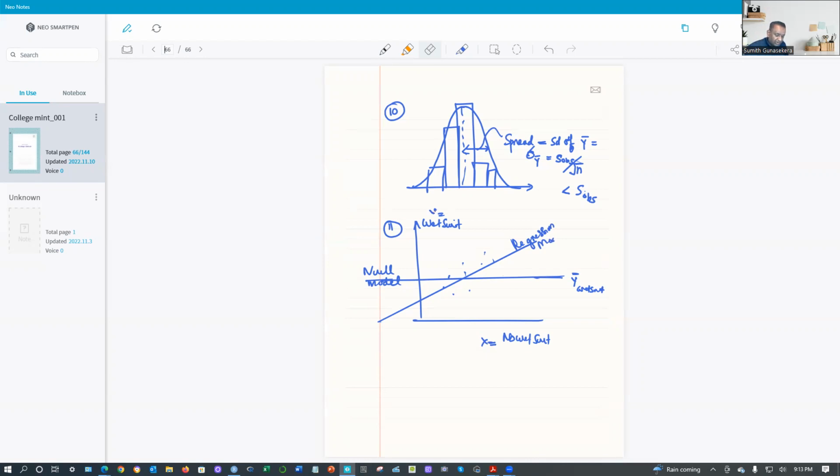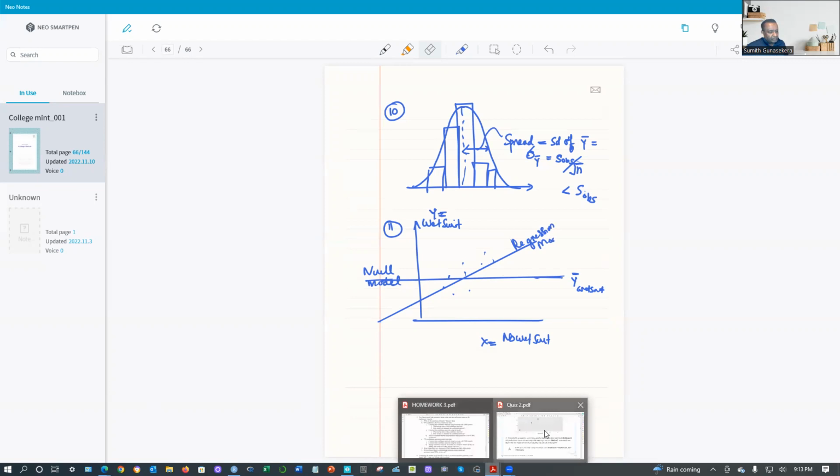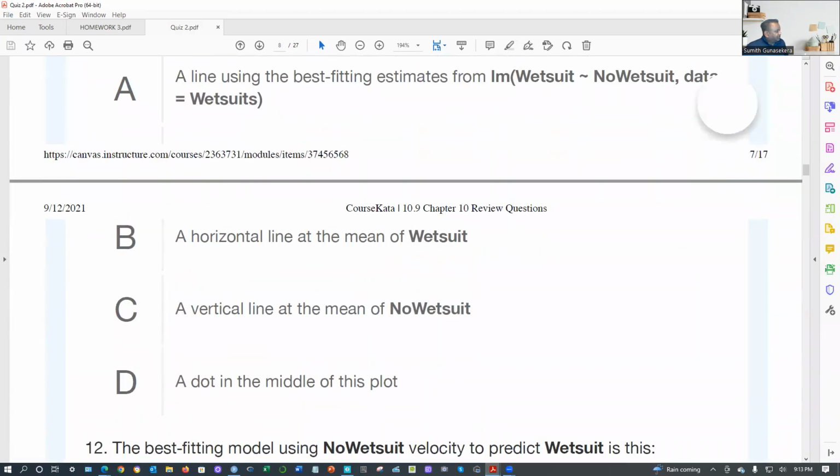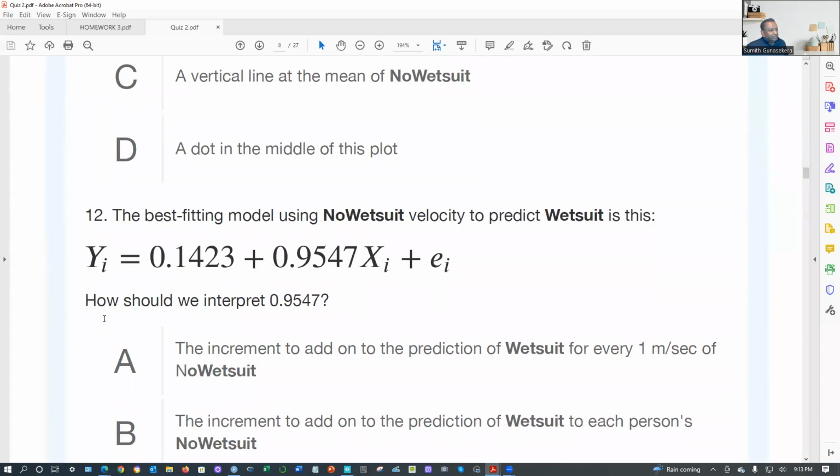Horizontal line. Okay. So the best fitting model for using no wetsuit velocity to predict wetsuit is that one. This one is like that.